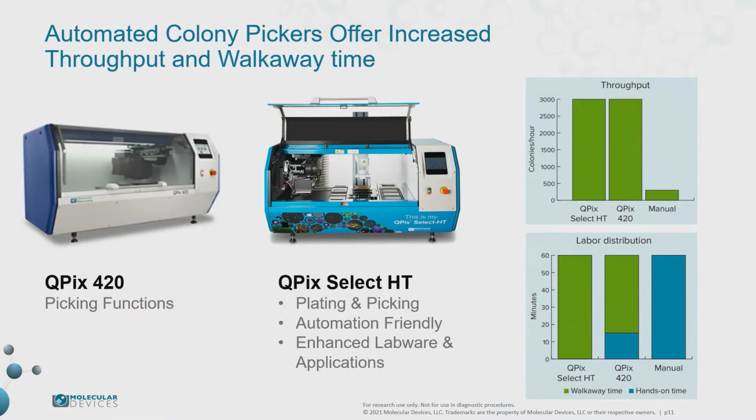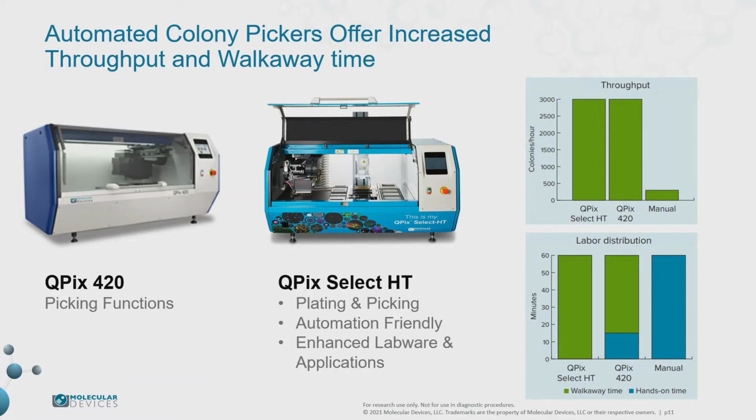On the left, we have our Cupix 420 model, which is considered our base model offering automated colony screening and picking. On the right, we have our Cupix Select HT model, which has the liquid handling feature for plating and streaking of microbial stocks onto agar plates, and also has automated colony screening and picking functions.